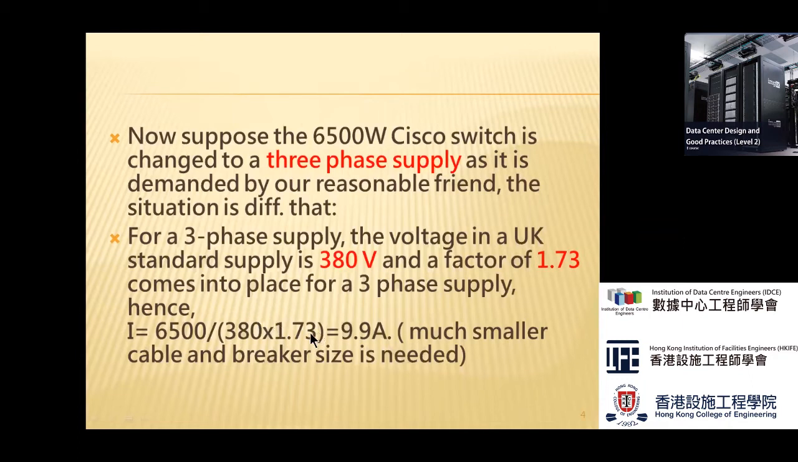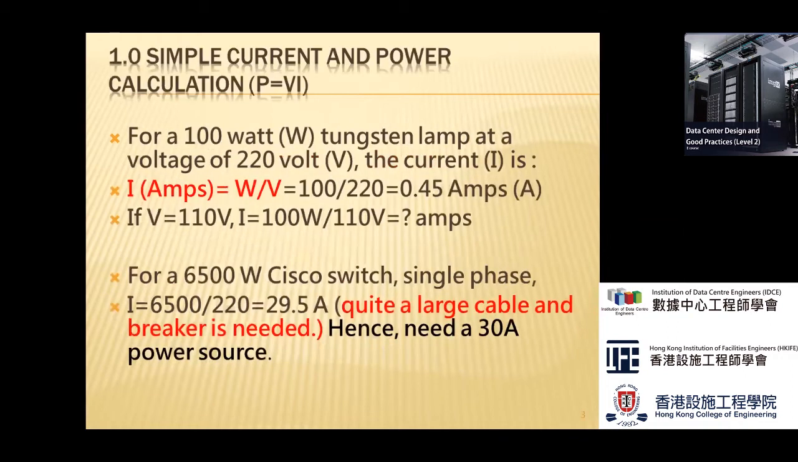The 1.73 is the root mean square value as well as the star delta configuration of the three-phase cable. So if you divide this one, you find that you're only using 9.9 amp, which is much smaller than the previous single phase 29.5 amp. So what is that? What's happening?